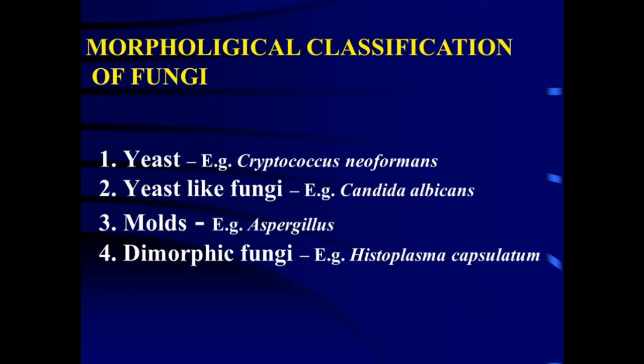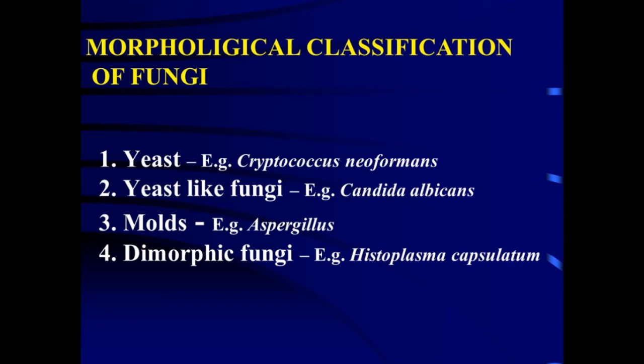So in our body, when we find these dimorphic fungi, they are observed in the yeast form. The temperature of our body is usually 37 degrees. So at this temperature, they exist in the yeast form. And in the outside environment, at a temperature of 22 or 25 degrees, they exist in the mycelial form or the mold form.